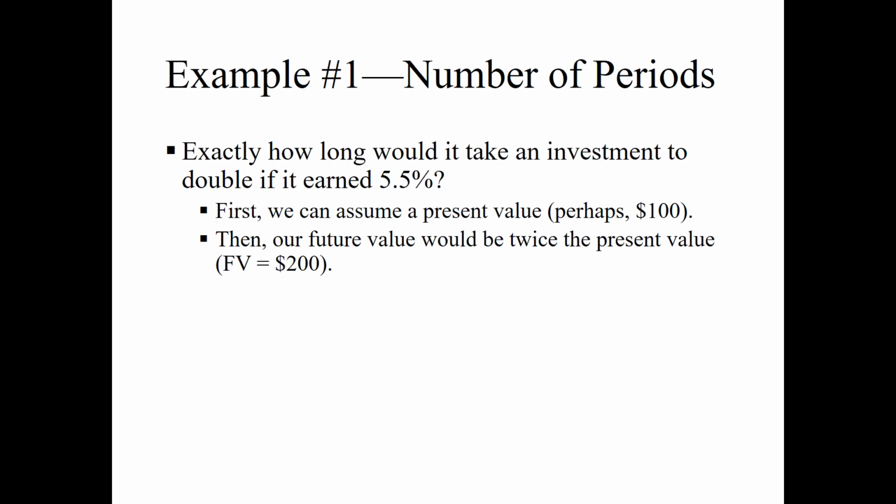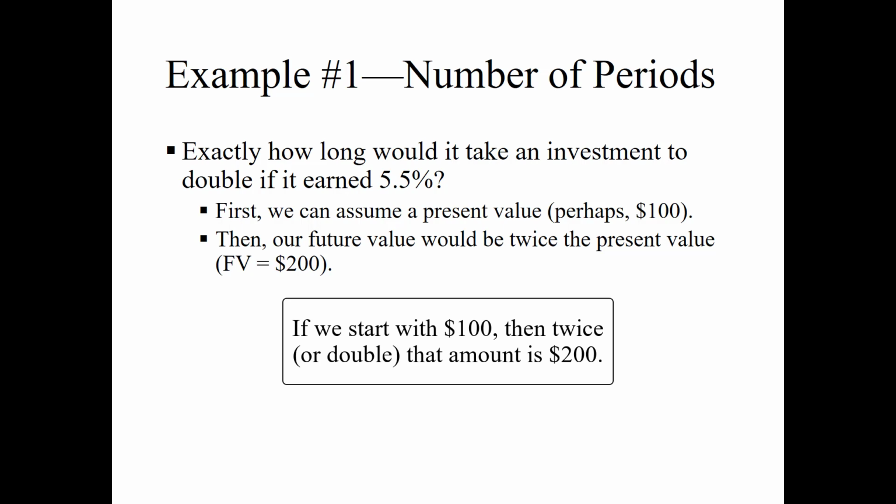And so before we looked at the rule of 72 and we got an approximate value on how long something would double, but now we want to calculate exactly how long it would double. And in order to do that, we need to first assume how much present value we have. In this case, I just chose $100 because it's an easy number to deal with. It could have been $1.